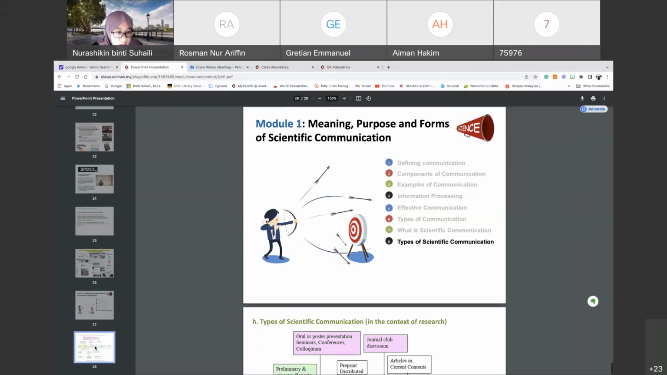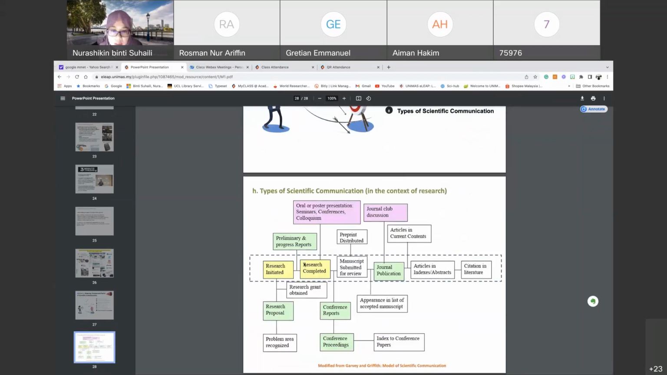Okay, the last one. This one is a bit important. This is just to describe the process of research, because we are talking about scientific communication, which means that we want to communicate our science. So what are the examples of communication that exist throughout the research?